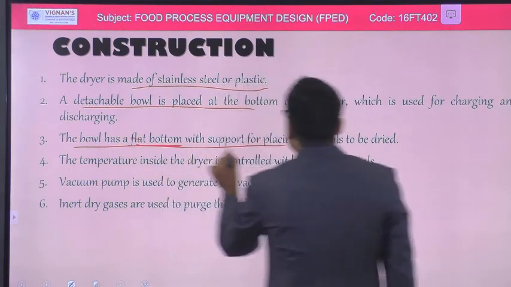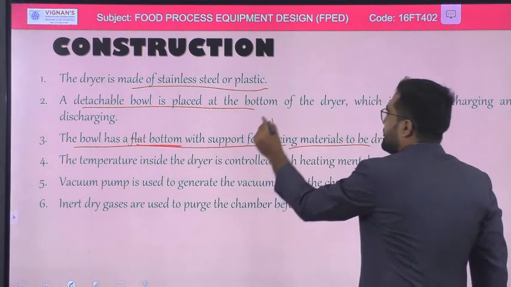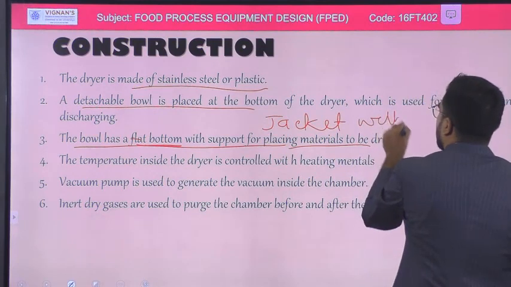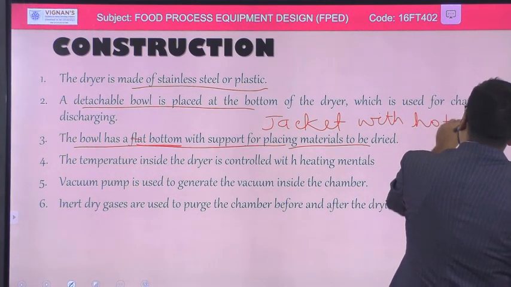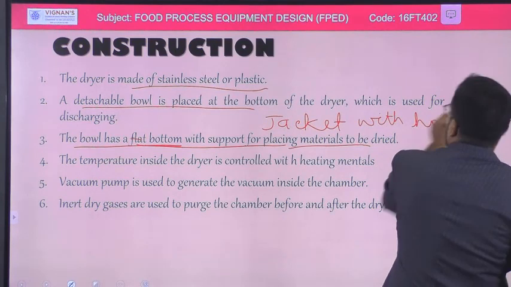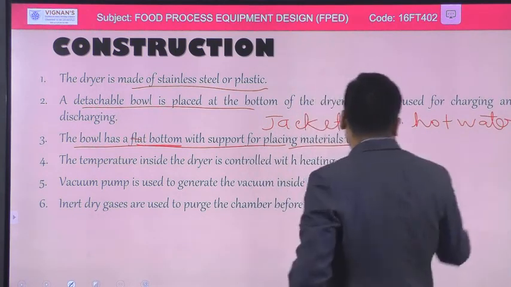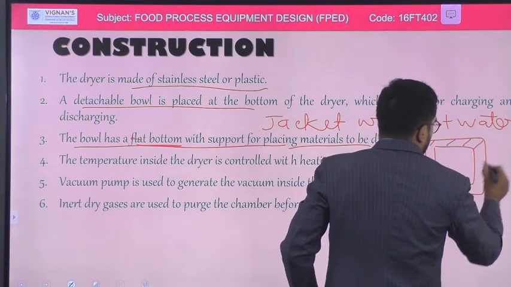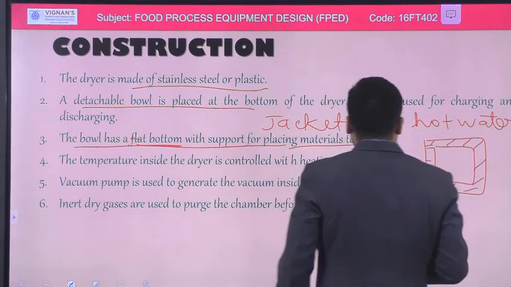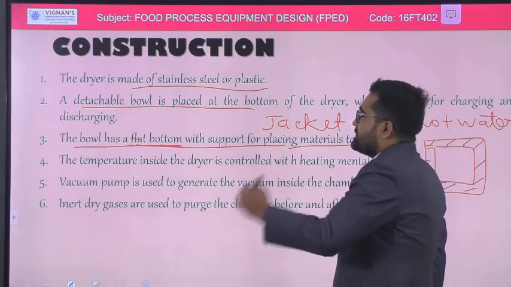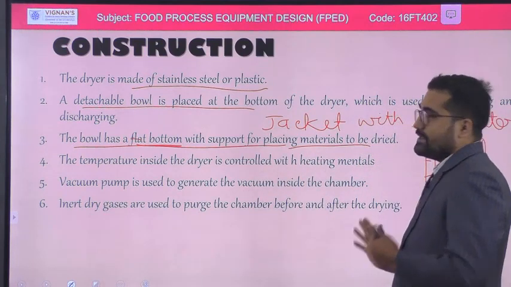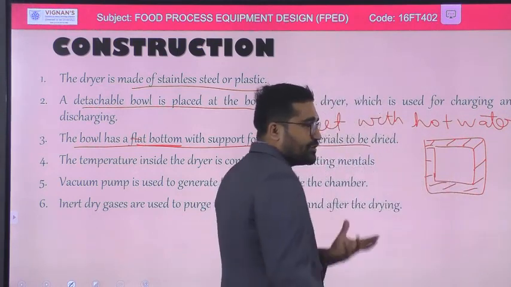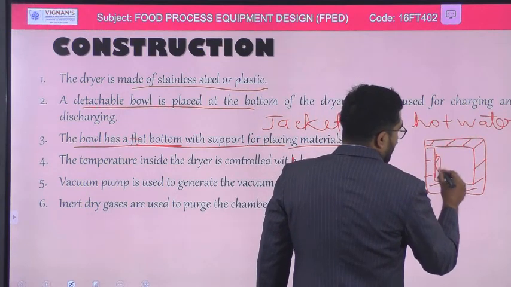with a flat bottom, jacketed with hot water or something. Previously we saw that the bottom plate was perforated, but in this case a chamber is there and this chamber is jacketed now. So the bottom plate is also a jacketed plate. The temperature inside the dryer is controlled with heating mantles. We can also control the temperature with the help of heating coils or heating mantles.